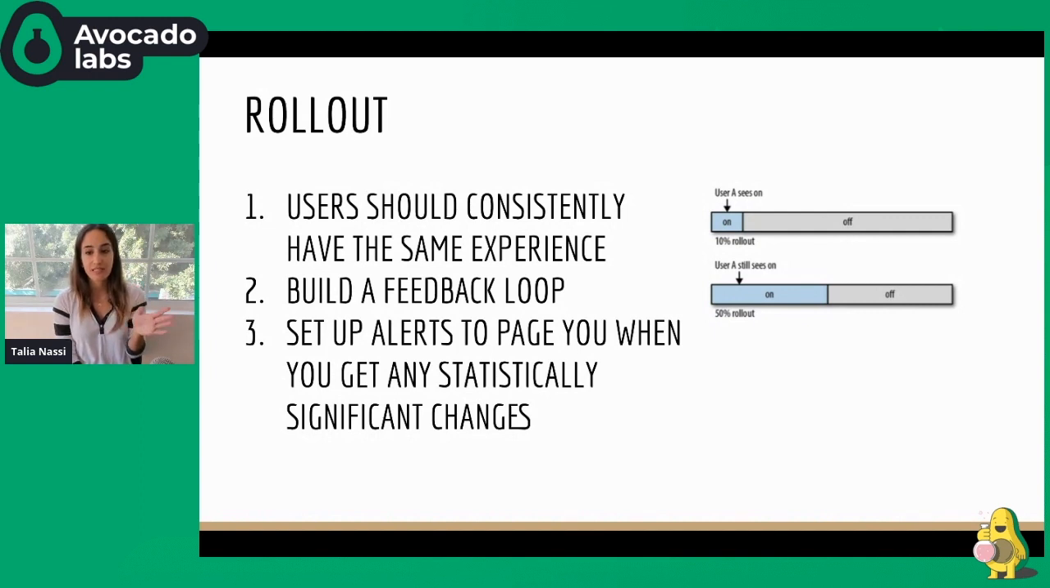So it's important to use the data from your feature flagging system to measure if you can move from a smaller percentage rollout to a bigger percentage rollout or vice versa. And then you want to set up alerts to page you when you get any statistically significant changes. So if your business metrics are being really badly impacted by any change, you should be getting more violent alerts through PagerDuty or whatever application you use. And then on the flip side, if you get neutral or positive results, maybe just set up an email alert or something a little bit less aggressive.